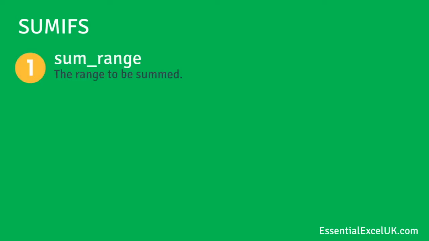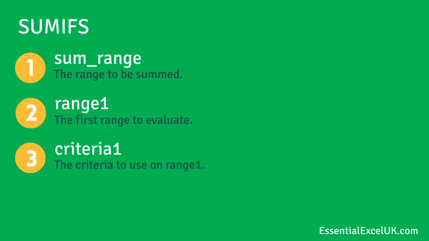So the first is the sum range, so this is the range to be summed. Whereas in the SUMIF formula we just looked at, the sum range was at the end of the formula, it is now at the beginning of the formula, so that's the main biggest difference you'll notice. The second part is range 1, so this is the first range to evaluate, and point number 3 is the criteria, or criteria 1. So this is the criteria that we want to use on range number 1.